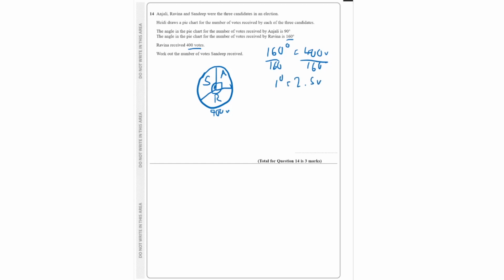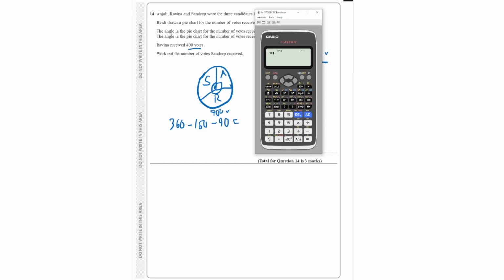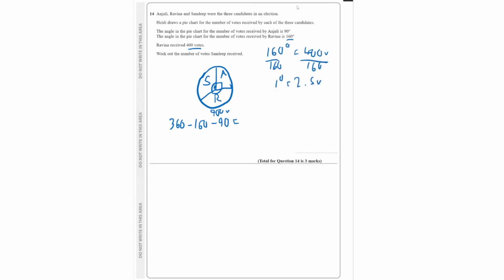So the total angle for Sandeep is 360 for a full circle, 360 minus Ravina, which is 160, minus Anjali, which is 90. We can use a calculator to find our answer. 360 minus 160 minus 90 gives us 110 degrees.